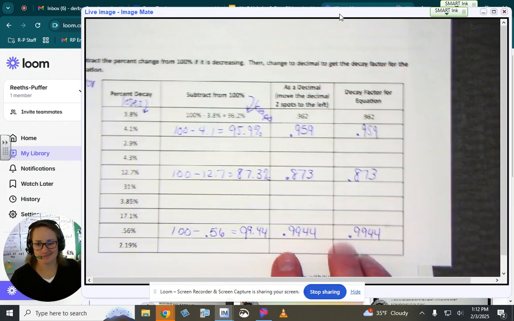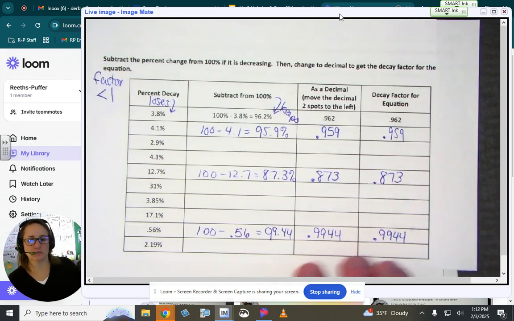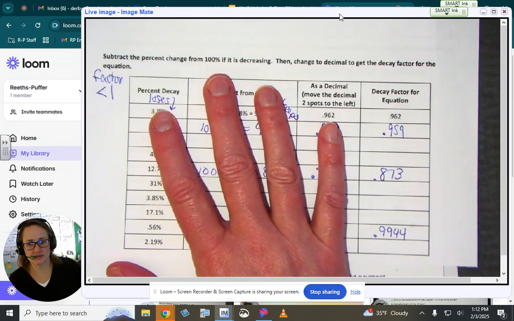Hit pause. Give yourself 5 minutes or so. Complete the entire sheet. Get that practice. Okay.